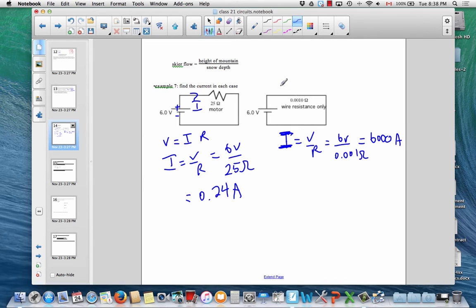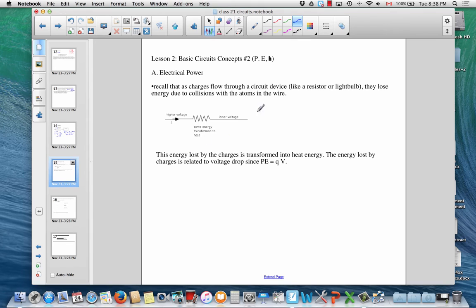So this is called a short circuit, not because of its length, but because its resistance is gone. It's going to create a hazardous situation. With no resistance, you'll get huge unsafe currents. Okay, so voltage, current, resistance.